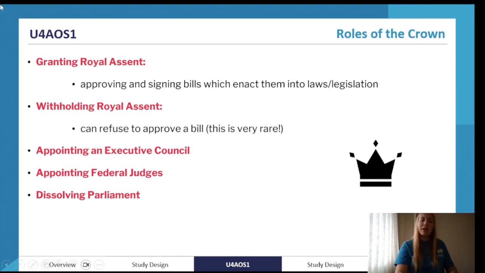So what does this mean? Obviously, re-elections in the House of Reps are every 3 years. However, the Governor General might suspect that there's some corruption or bad things going on in Parliament, and they may choose to dissolve it early and have an early re-election. This wouldn't be a thing that would happen often at all. This is almost like an emergency power held by the Governor General.